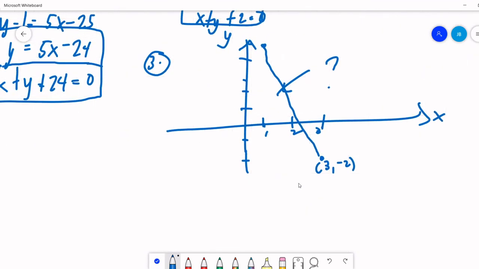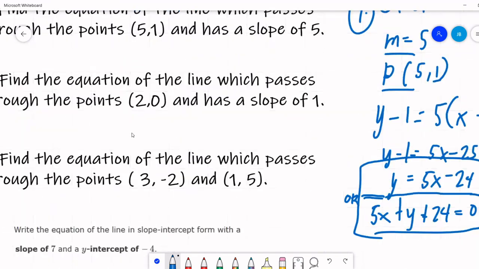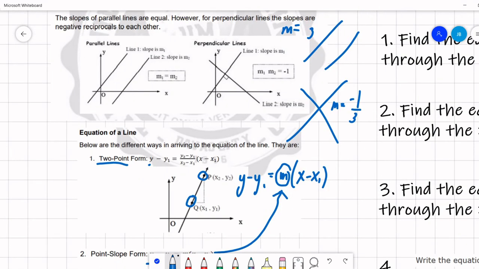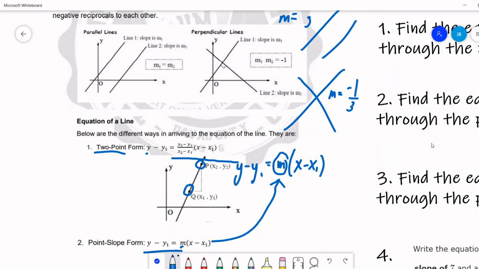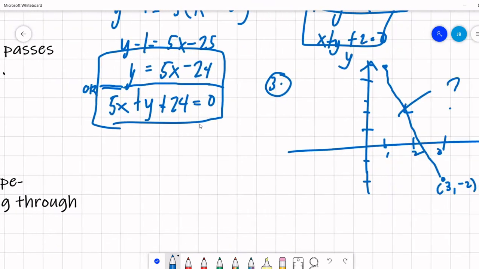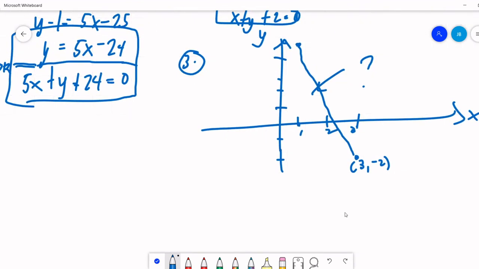So, guys, there are a lot of ways. But this is the two-point form. If you are not familiar with the two-point form and you are already in an exam, you just simply get the slope. So, the two-point form would be y minus y sub 1. Which point is y sub 1 is up to you. So, let's base it on the given.